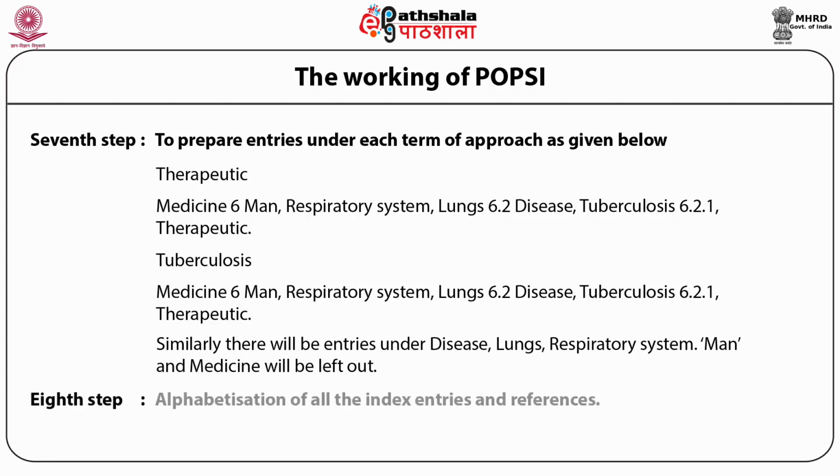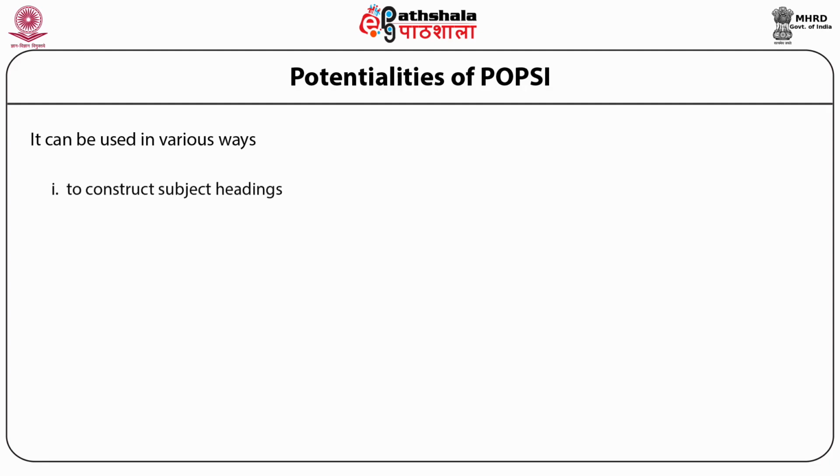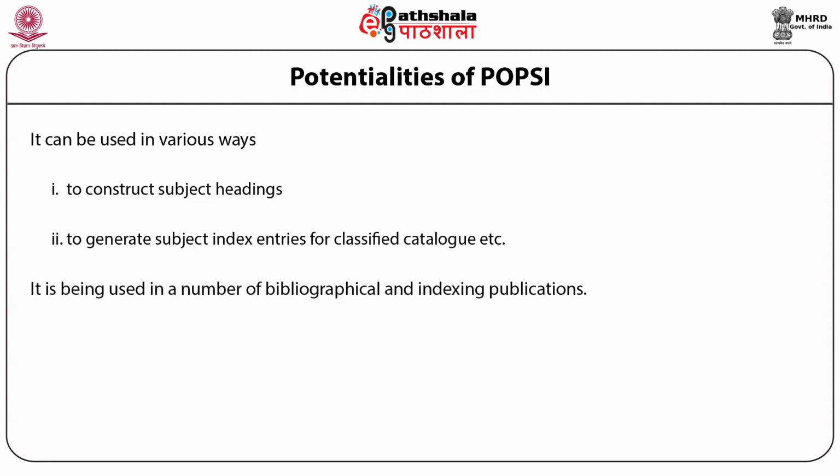Eighth step, alphabetization of all the index entries and references. Potentialities of POPC. It can be used in various ways. First, to construct subject headings. Second, to generate subject index entries for the classified catalog, etc. It is being used in a number of bibliographical and indexing publications.